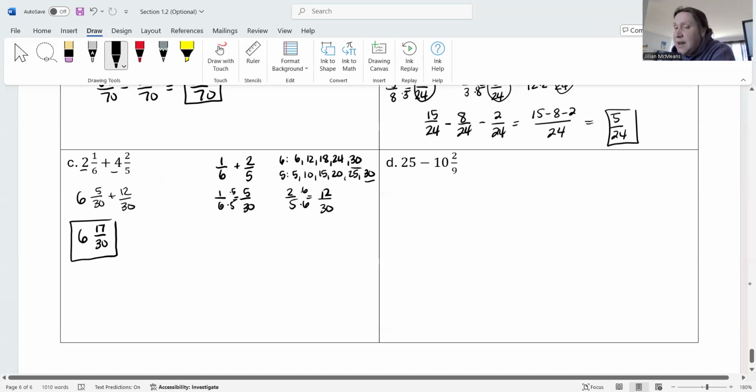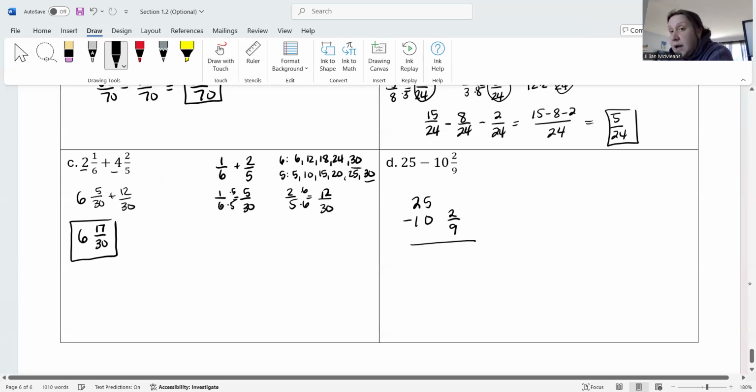Okay? Now for this next example, I'm going to set it up a little different because we're subtracting and something weird is going to happen here. So I'm going to write this vertically. A lot of times when I do these problems, I do them vertically instead of horizontally. It just depends. You could do it either way. But for this one in particular, I'm going to rewrite it as vertical. So we have 25 minus 10 2/9.